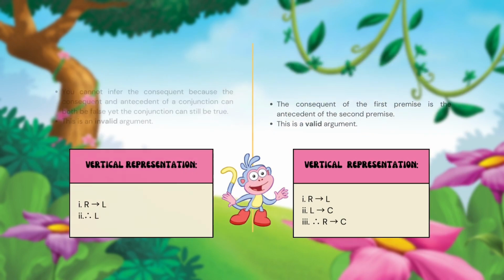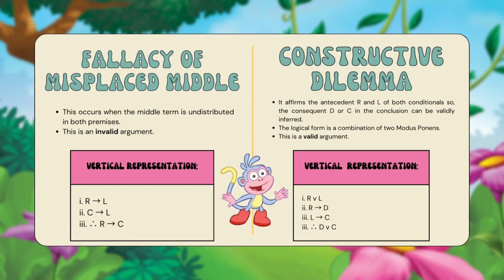The seventh argument form is fallacy of misplaced middle. This occurs when the middle term is undistributed in both premises. Its argument structure is, the first premise is if R then L, the second premise is if C then L, the conclusion is therefore if R then C.